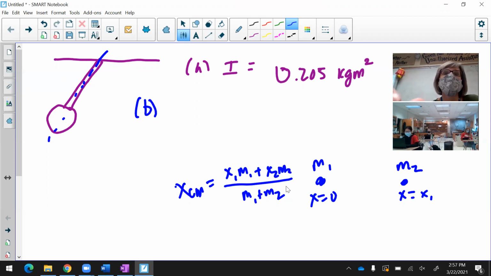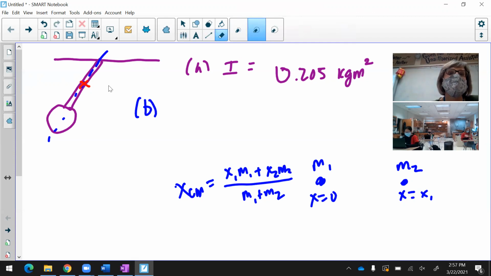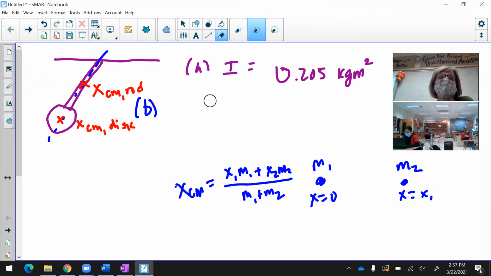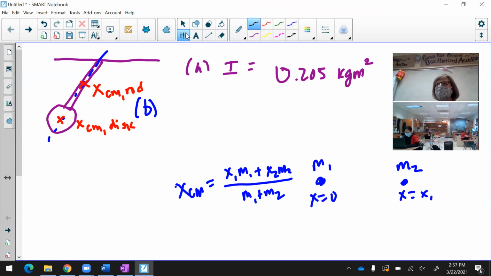So what I can really say is here in the middle, well, I don't quite know what I'm going to call it. We'll call it X center of mass rod. And down here in the middle of the disc is going to be X center of mass disc. We'll draw a better picture in a minute. So I can do that for any compound object that's made of objects that are uniform.